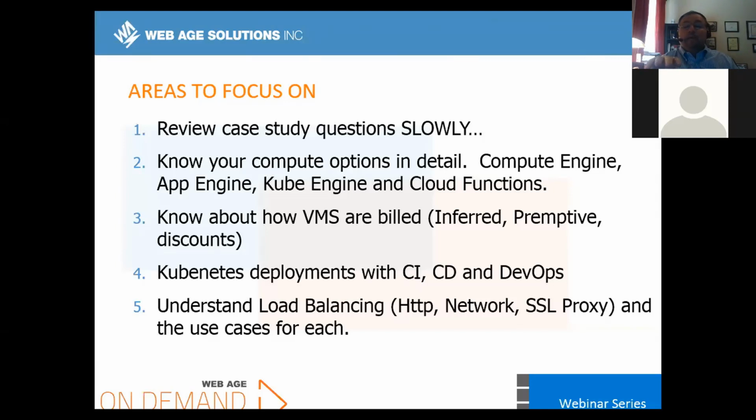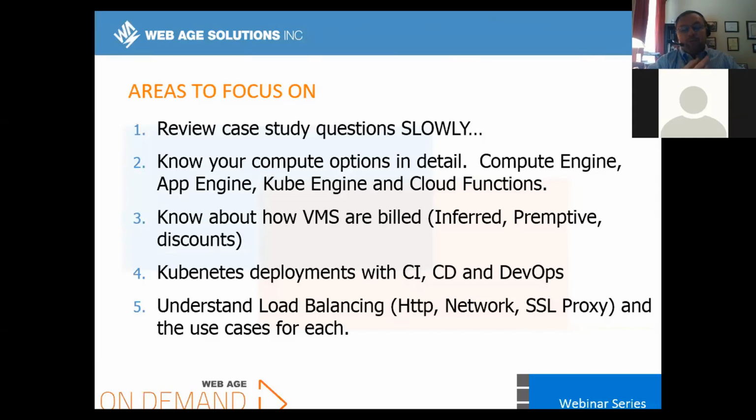Okay. Another area that you want to know is around billing. Google does expect you to know this. There is a Google Cloud pricing calculator that you want to look at before you take the exam as well. And know how App Engine is billed, know how BigQuery is billed. Expect a question or two on billing, but mainly around VMs.